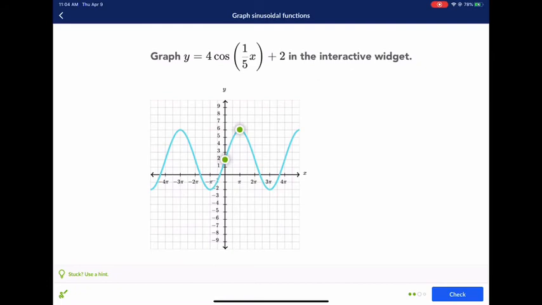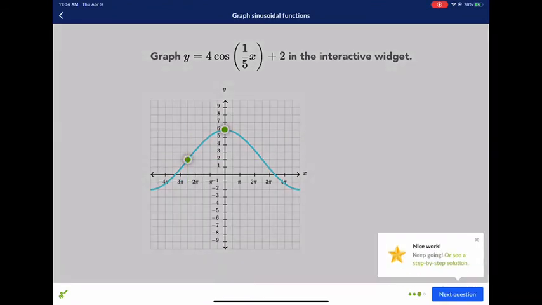My amplitude's 4, so I drag that amplitude point up 4. For my period, first we said this is cosine, right? So cosine starts at the maximum on the y-axis. And my period we said was 10 pi, right? But it looks like this graph only goes up to 5 pi, which is halfway. So I'm going to stretch this out so that my halfway mark, which is the minimum, is at 5 pi. Nice.